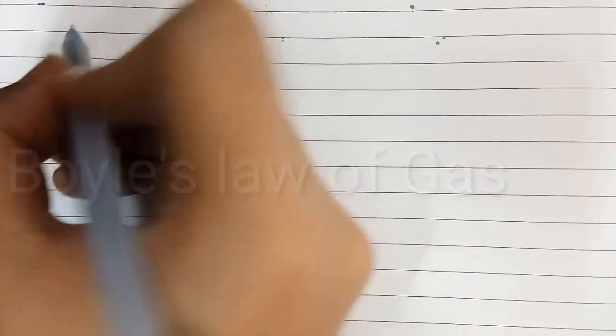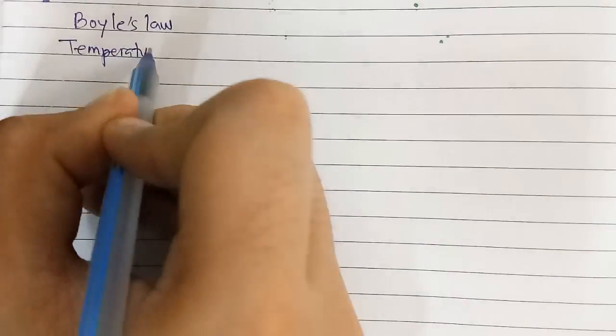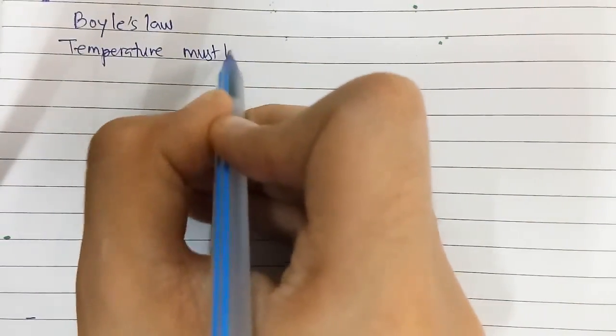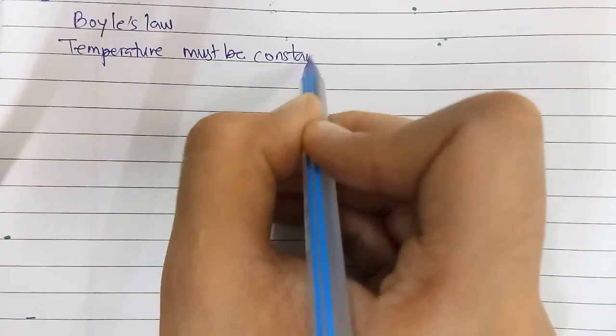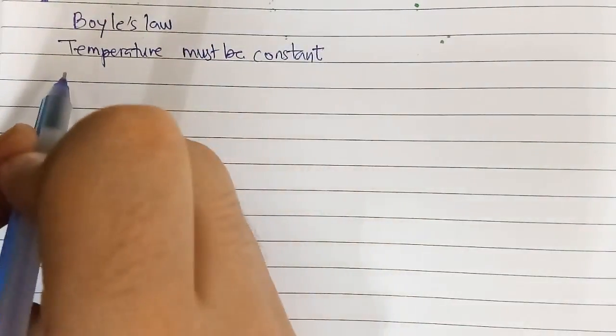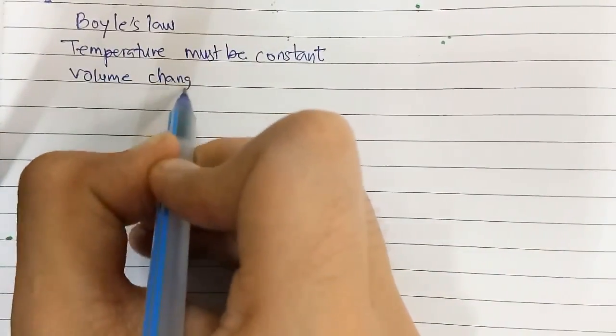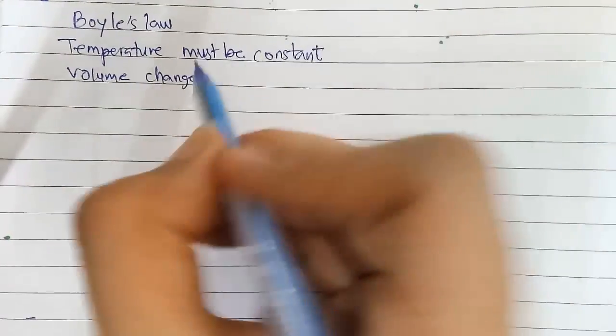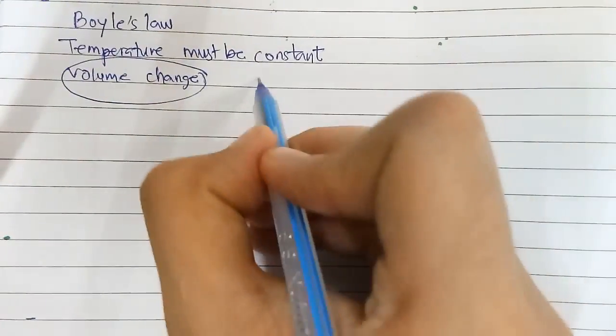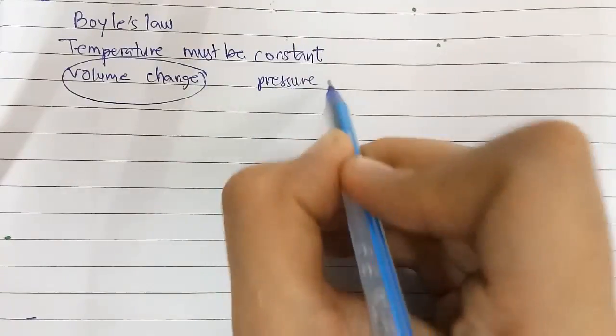Let us learn about Boyle's law. Remember guys, Boyle's law deals with a constant temperature process. Okay, the temperature must be constant. And it deals with the change in volume. Volume changes when pressure is changed.